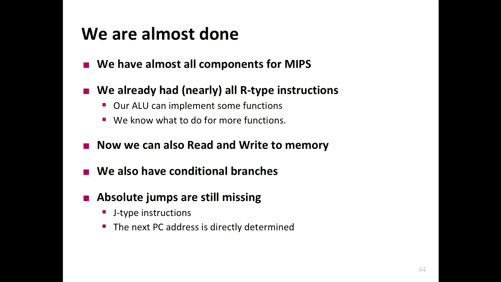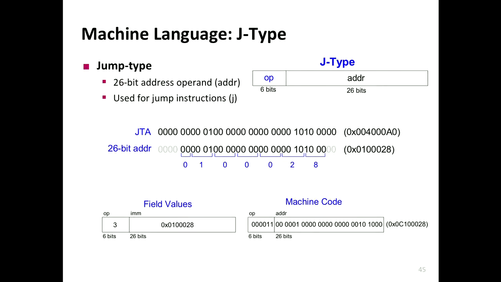So we're kind of almost there. With the branch control signal, we also have conditional branches that you can implement. But still, we do not have absolute jumps, which are unconditional. The opcode looks something like this. You have jump, and then you have a 26-bit address. So it's an extremely simple machine code.